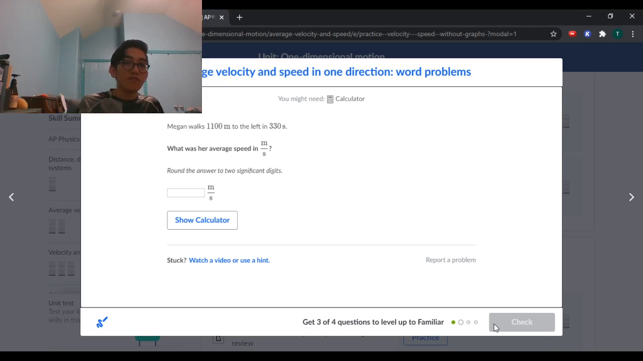Okay, so this one is solving for average speed. So you can see here that the average speed is the distance covered over the time period, right? So here's the thing, remember what the question says is average speed. So you're not using the average velocity formula, you're using the speed formula. So the distance covered is 1,100 meters, right? It doesn't matter if it's to the left or to the right, up, down, sideways, I don't care. It's just that distance that we've covered, right? And over 330 seconds, right?